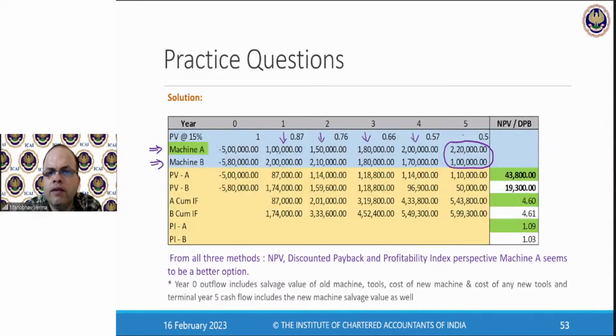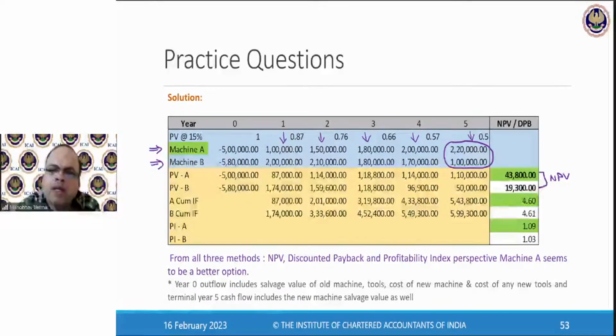So present value factors are given to us for 15% and we calculate the present value for A is 43,800 and for B is 19,300. So that is my NPV. With these NPVs, which is the project or which is the machine I select? Obviously machine A. With the payback or a discounted payback, I'm getting a very slightly lesser time frame by 0.01 for machine A. Although it's very negligible, still if we have to select one, we could select machine A.